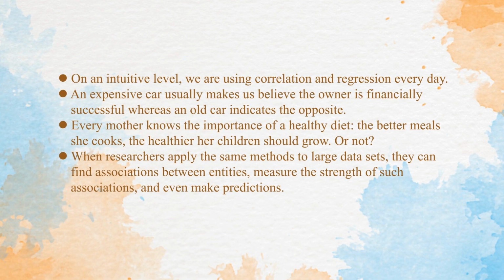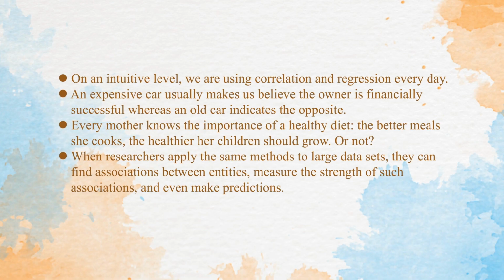On an intuitive level, we are using correlation and regression in our everyday life. An expensive car usually makes us believe the owner is financially successful, whereas an old car indicates the opposite. These are some of the examples. Every mother knows the importance of a healthy diet: the better meals she cooks, the healthier her children should grow. These are relationships which have cause and effect, or not.